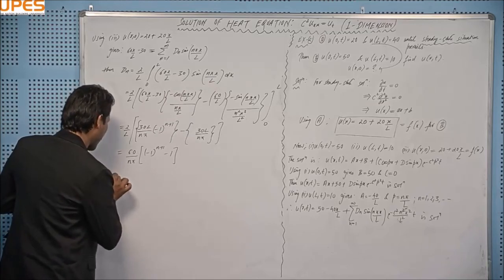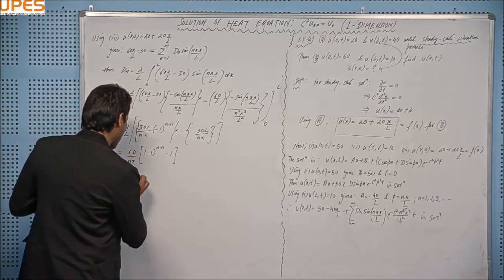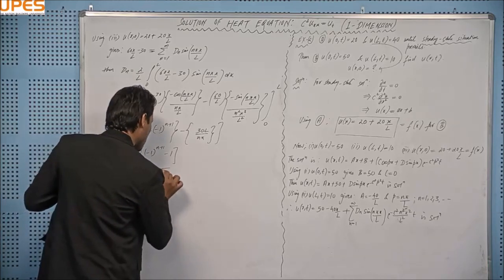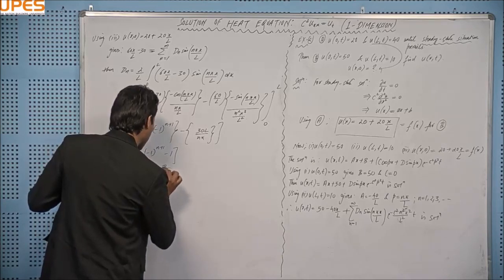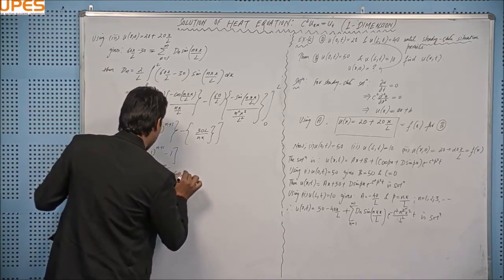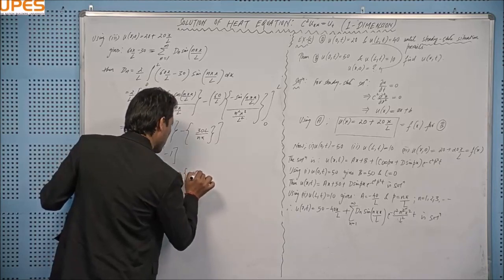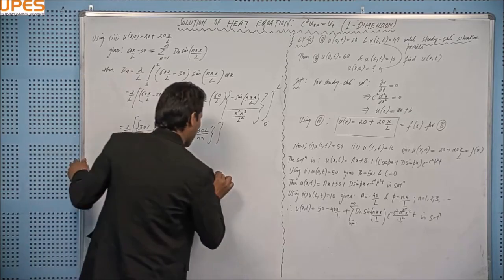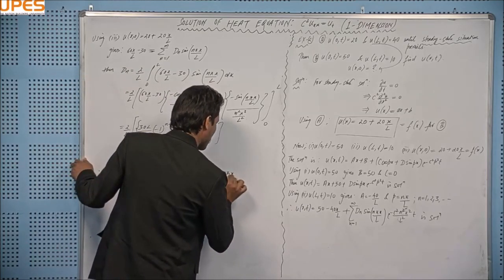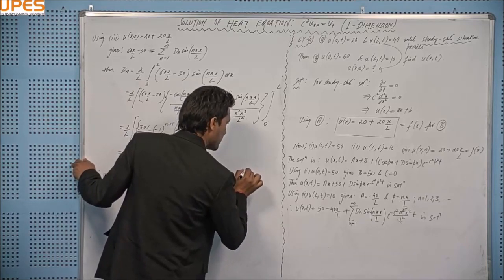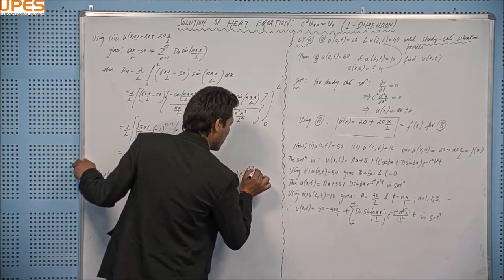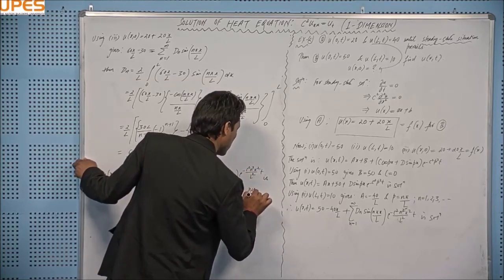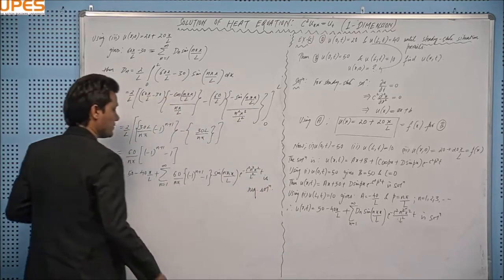Therefore, u(x,t) equals 50 minus 40x over capital L plus summation n equal to 1 to infinity of the value of d_n, 60 over n pi times minus 1 to the power n plus 1 minus 1, and sine n pi x over L e to the power minus c square n square pi square over L square t, is the required solution.